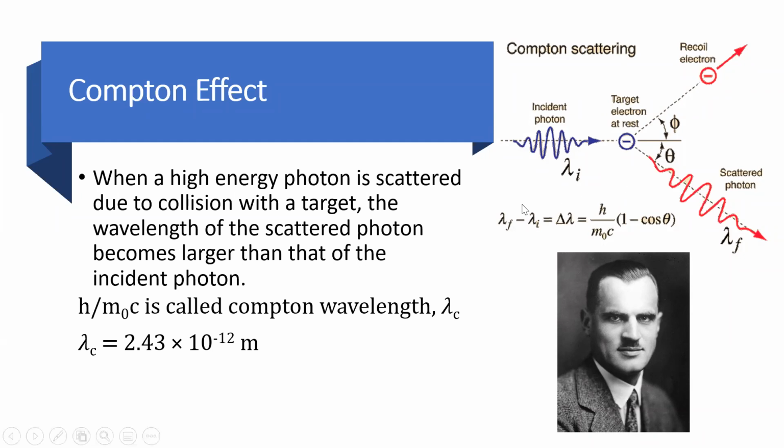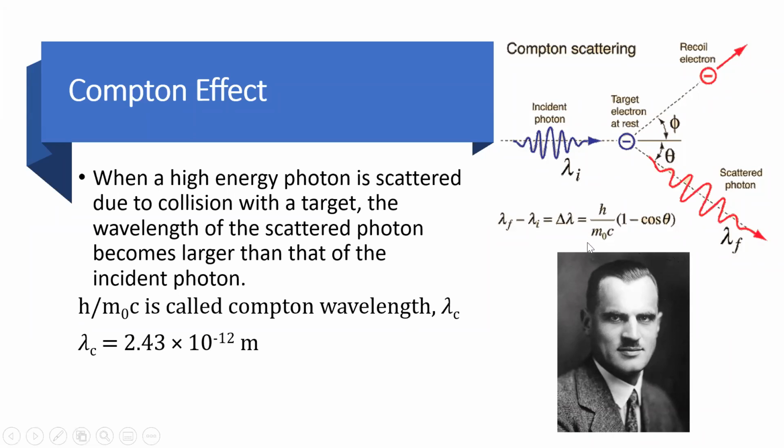And this is called Compton's equation. Here he gives the difference in wavelength, that is final wavelength minus initial wavelength is equal to h by m0c, where m0 is the rest mass of electron. What is the rest mass of electron? Mass of an electron. Do you remember the mass of an electron? It's 9.1 into 10 raised to minus 31 kilogram. So this is the rest mass.